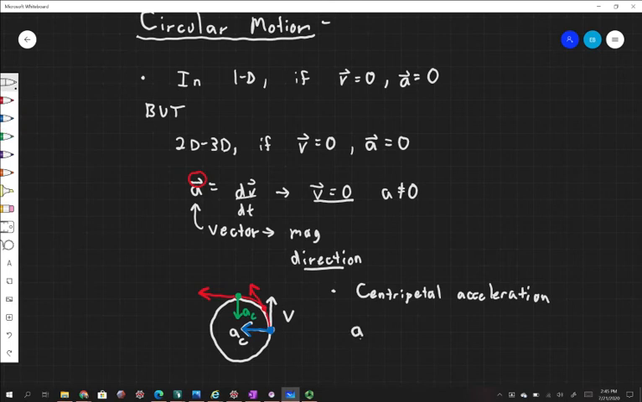And if I want to know the magnitude of the centripetal acceleration, I can calculate that. That's going to be equal to v squared divided by r, and it's always going to be towards the center of the circle. We're going to want to keep these things in mind as we keep exploring circular motion in later chapters.